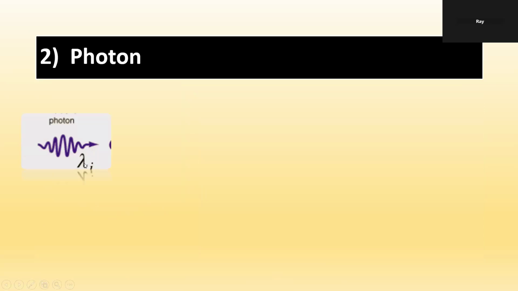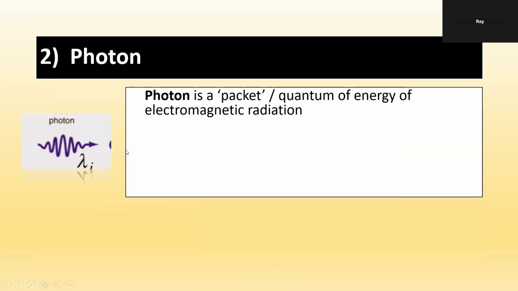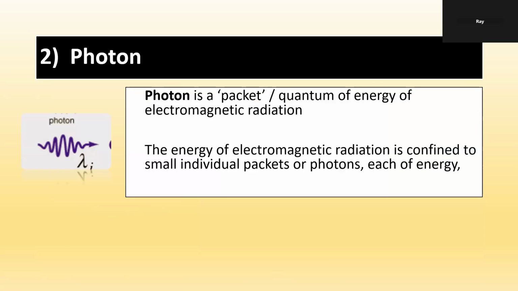It has a wavelength lambda. Photon, what is it? A packet or quantum of energy of electromagnetic radiation. You can think of it as a packet or quantum of energy of electromagnetic radiation. Energy of electromagnetic radiation is confined to small individual packets of photons, each of energy. So it is in a packet, and energy is given by h times f.